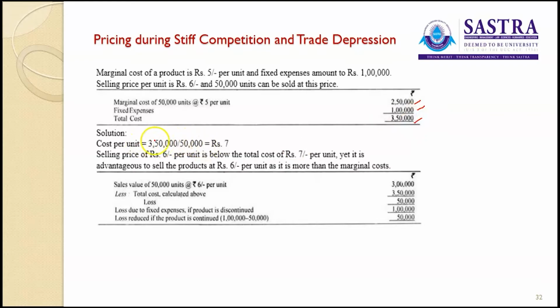3,50,000. Now we are going to say what is the price to be maintained here. Now see here, cost per unit is 3,50,000 divided by 50,000 units, we'll get 7 rupees.